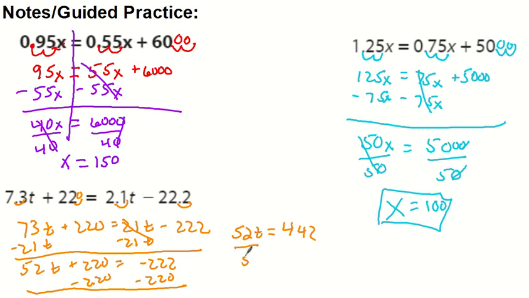And then I gotta divide both sides by 52. Now, I don't know the answer to that division. I don't feel like dividing. I'm gonna use a calculator real quick. 442 divided by 52, 8.5. And I'm done. So I'm still showing all my steps. And I just moved my decimal over once just to get rid of it. Okay.